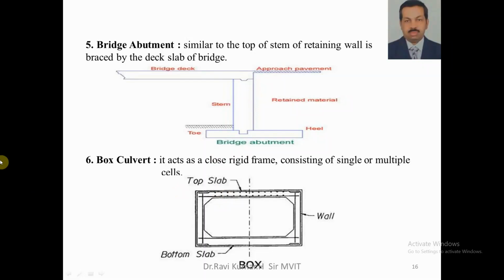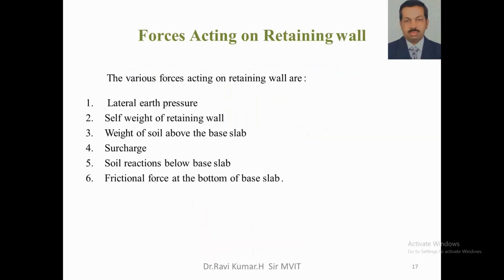The same way, if I do an underpass where the entire bridge deck again comes here, again coming over the slab like a box, it is called a box culvert, where these joints are designed as fixed joints, fixed frame connections. Such a retaining wall which I build for the underpass is called a box culvert. It may be a single box culvert or multiple box culvert.